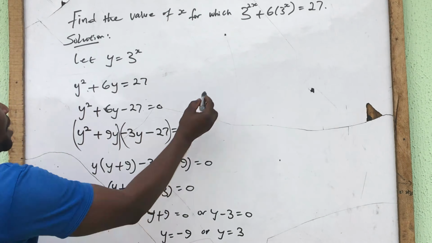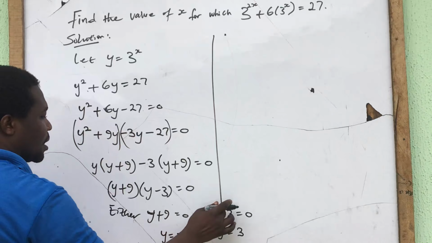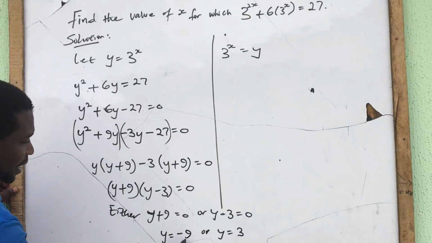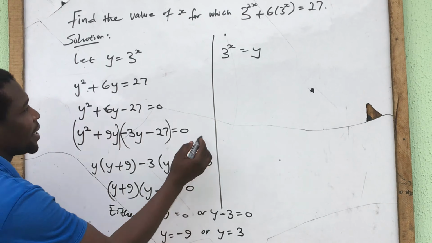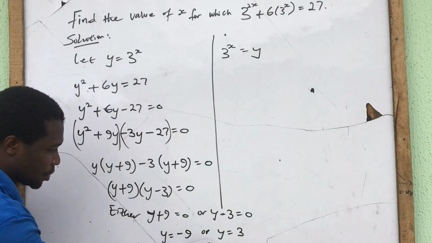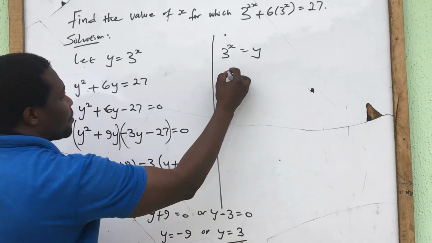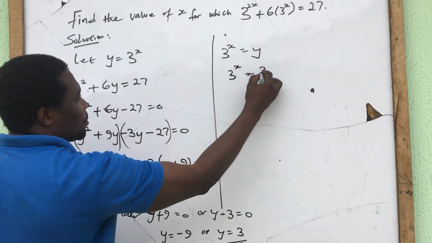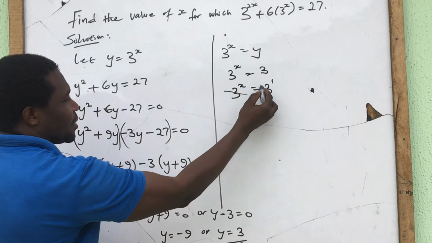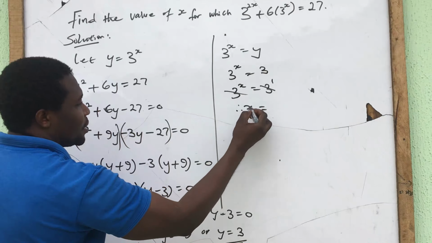Now, remember that we substituted 3 raised to power x equal to y. Since the value of 3 raised to power x must be positive, we have to drop this. So we make use of this. Then 3 raised to power x now equal to 3, then 3 raised to power x equal to 3 raised to power 1. Therefore our x equal to 1.